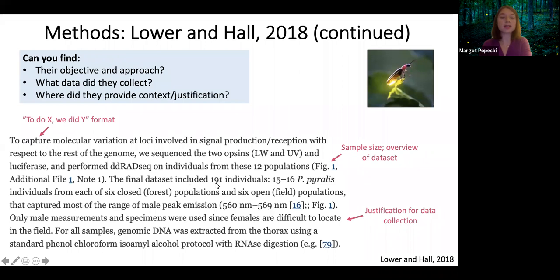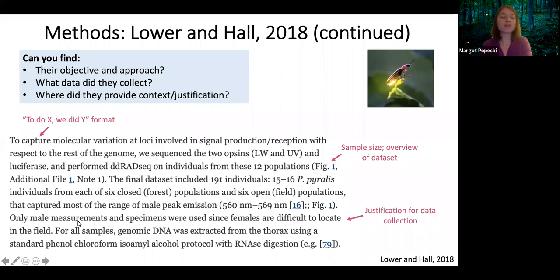The final data set included 191 individuals, and they sampled 15 to 16 P. pyralis from each population. And they even summarized the color of their light. So this is all important information, kind of again, summarizing what they collected. And so then if a reader that doesn't know much about fireflies is reading this, they might notice, well, why did you only use male measurements?